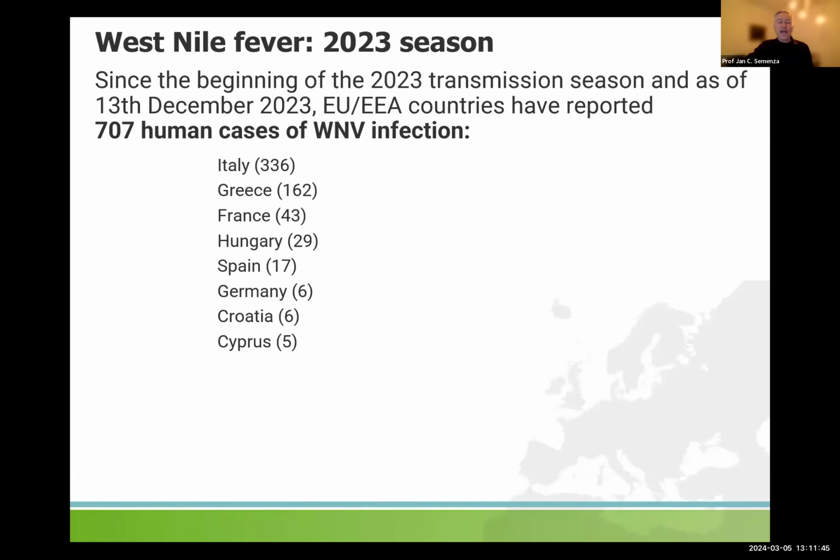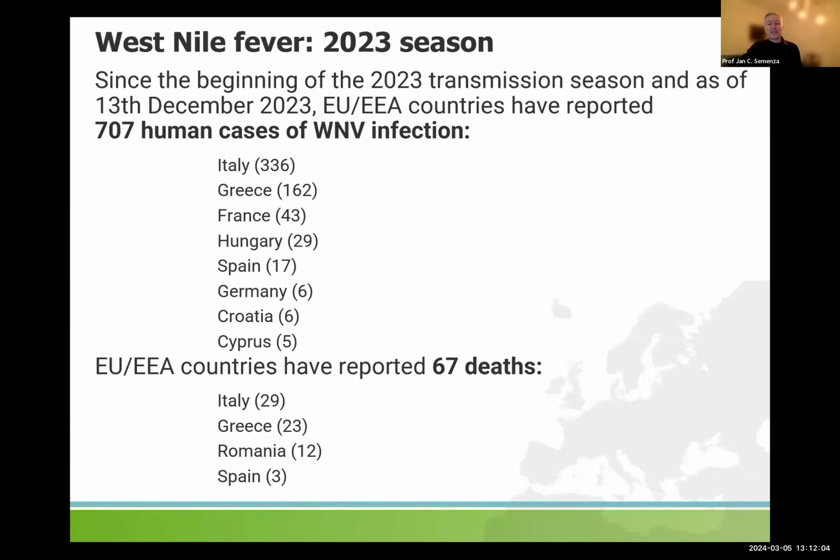So what does the epidemic look like in Europe? And we have heard the situation of Greece. This one here is now the European perspective. The last season, 2023, we had more than 700 cases, the majority of them in Italy, but also Greece ranking here at the very top, with almost 70 deaths in the last season. Again, Italy and Greece ranking very high here with those deaths attributed to West Nile fever or West Nile virus infection.